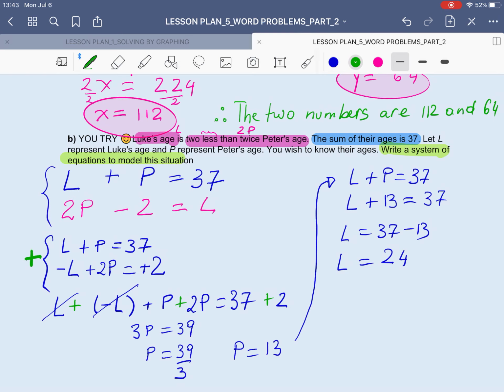So we're ready now to state our final statement. We're going to say that Luke is 24 years old. Okay, and Peter is 13 years old. Wow, he must be like in grade 8, 9, right?